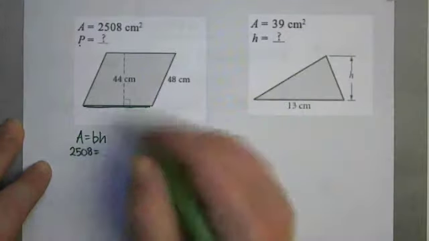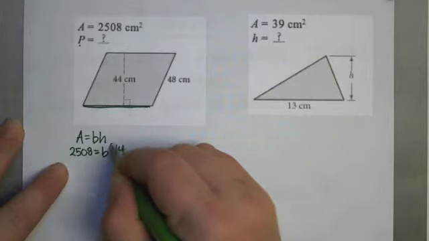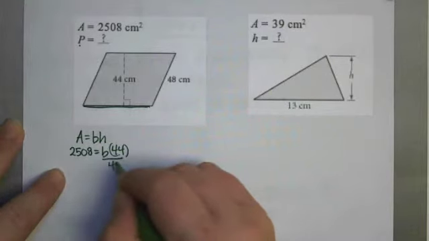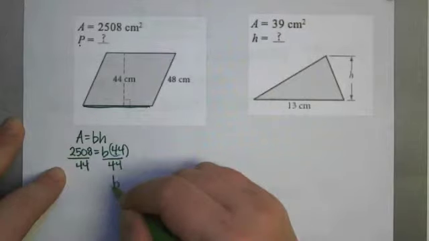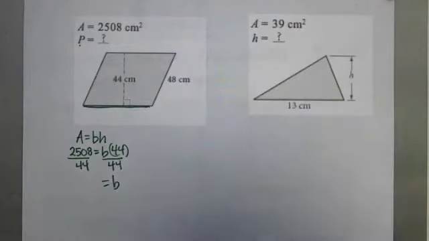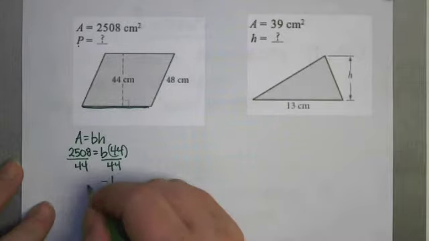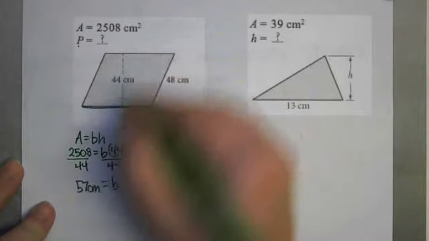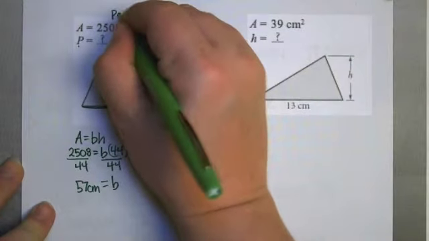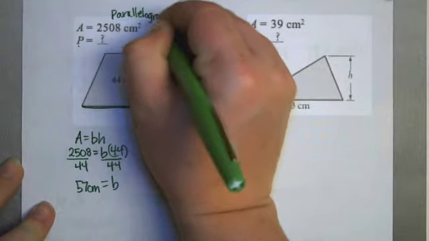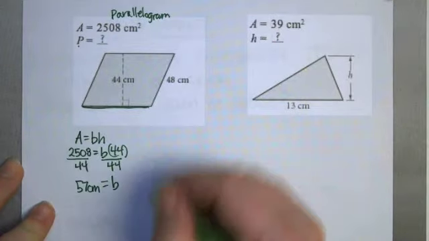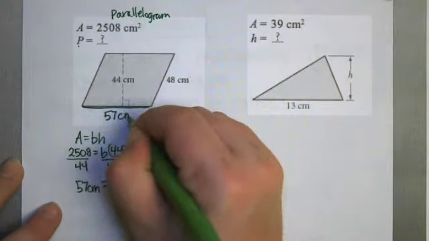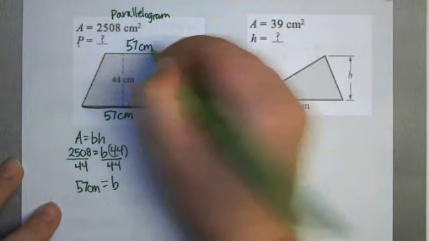So 2,508 equals the base times 44, because that's our height. So I'm going to divide by 44 to get what the base is. So plug that into your calculator. And we will get the base is equal to 57 centimeters. So since this is a parallelogram, we know that the opposite sides are congruent. So if the base is 57 centimeters, then this side's also 57 centimeters, and then this side's 48 centimeters, since opposite sides are congruent.